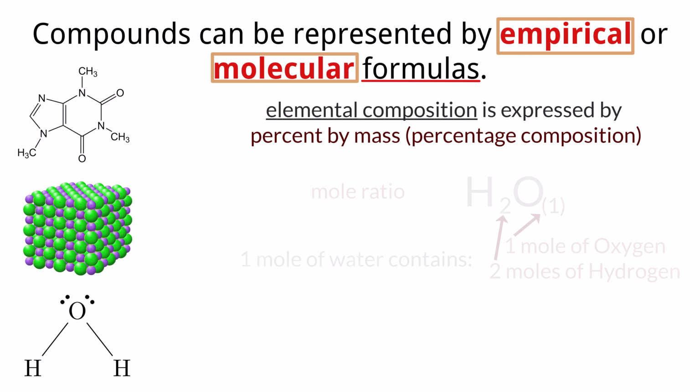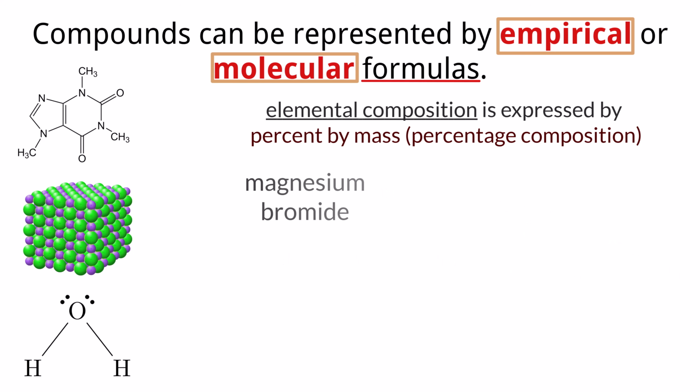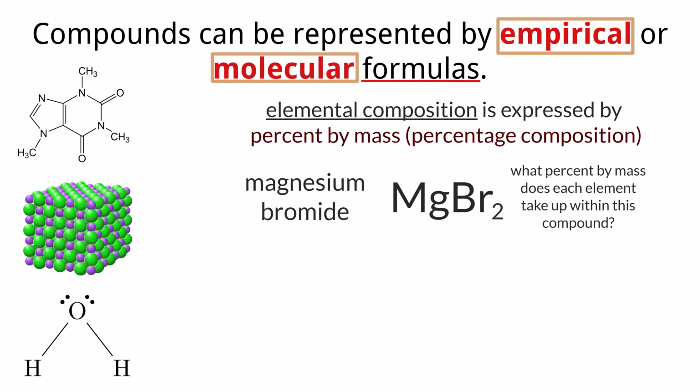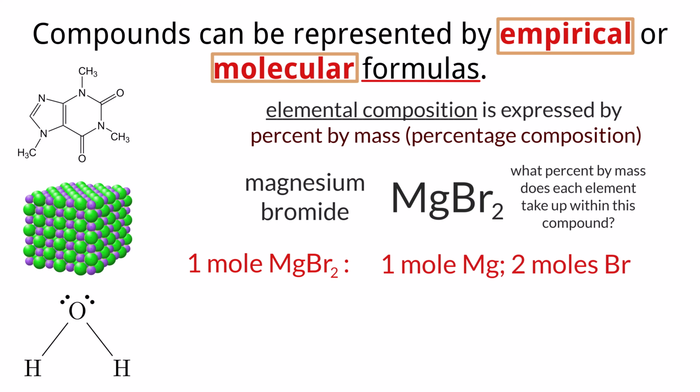Let's try finding the percentage composition of magnesium bromide. The molecular and empirical formula for magnesium bromide is MgBr2. We want to know what percent by mass magnesium takes up in this compound as well as the percent by mass that bromine takes up in this compound. We know that for every 1 mole of MgBr2, we need 1 mole of magnesium and 2 moles of bromine. Let's calculate how much this is in terms of mass.